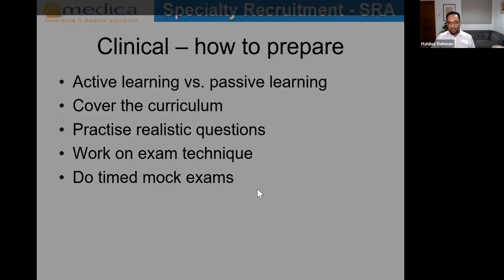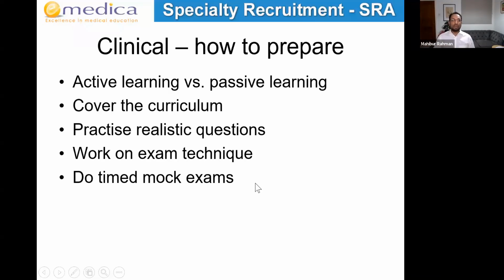Okay, so in terms of clinical, how are you going to prepare for the clinical? So you want to do active learning more than passive learning. Passive learning, example of that is reading a textbook, okay?